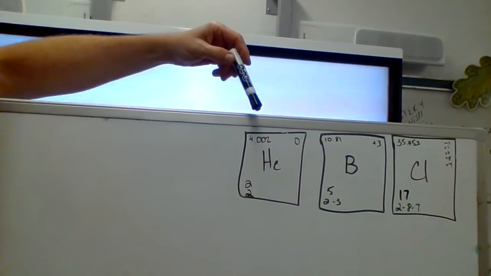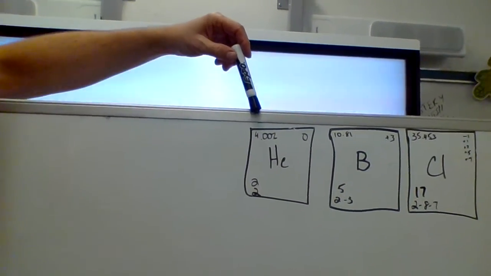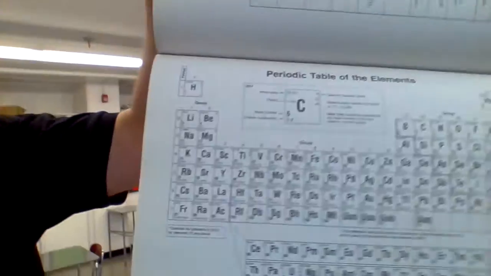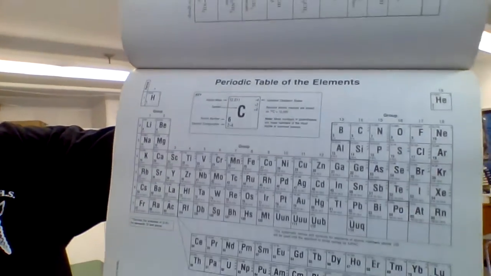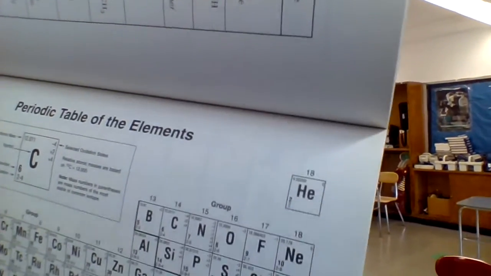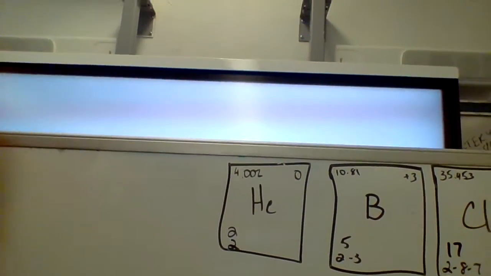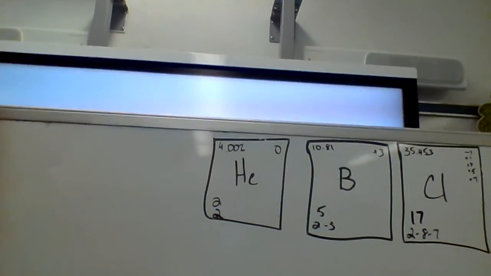He, don't need to know the name, happens to be helium. This is exactly how it would appear on your periodic table, your trusty periodic table. So here you can verify that. That shows exactly how helium would appear on your periodic table, okay? And so on down the line. So we've got B is for boron, Cl happens to be for chlorine.